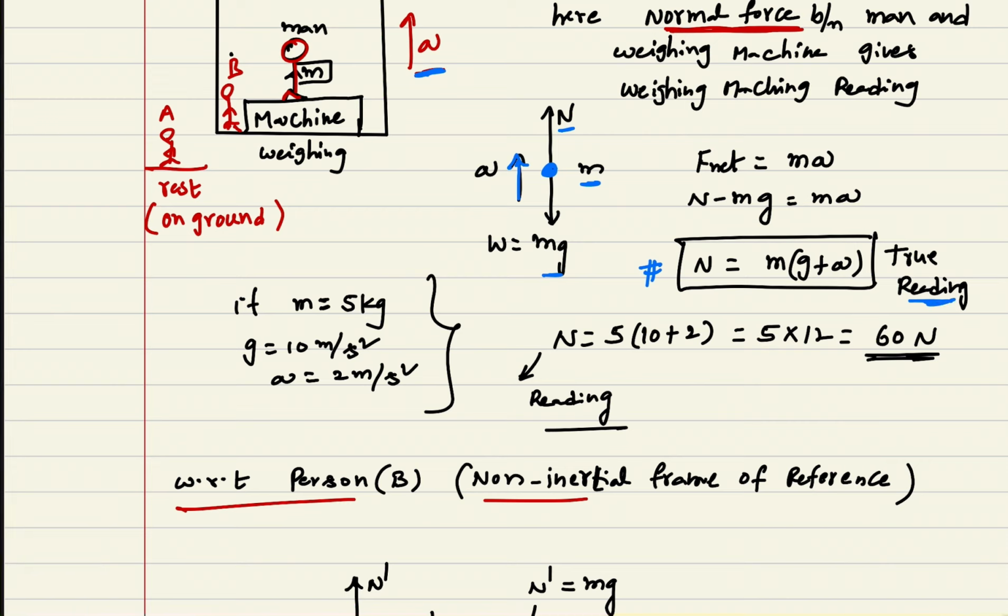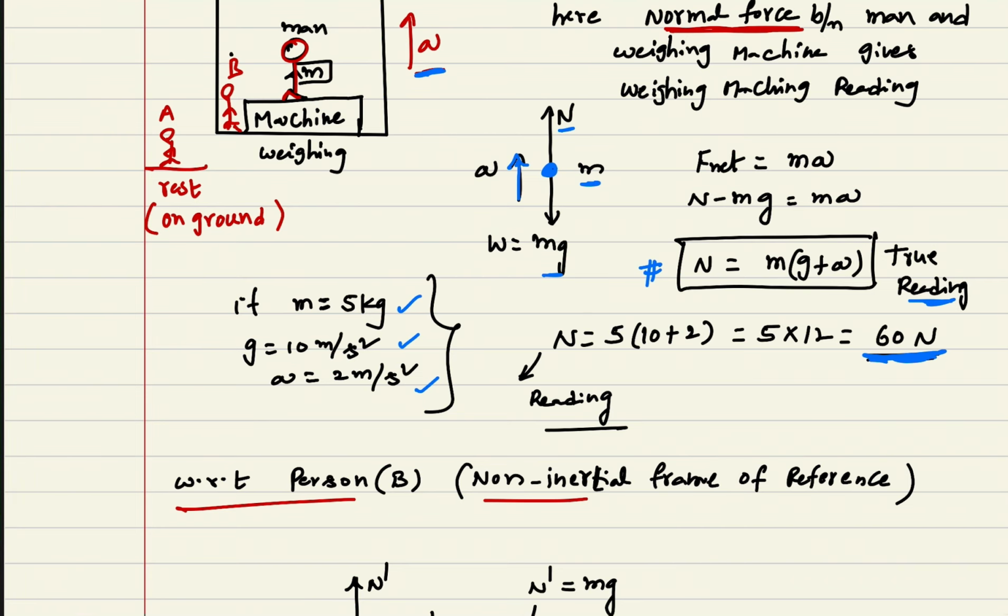If we check the reading on the weighing machine, we will get the same. Take the example: m is 5 kg, g is 10 meter per second square, a is 2 meter per second square. Then I get 60 Newton, the true reading. If person A observes the weighing machine reading, it also shows 60 Newton, or 6 kilogram weight. Similarly for person B, the weighing machine reading will also be 60 Newton only.